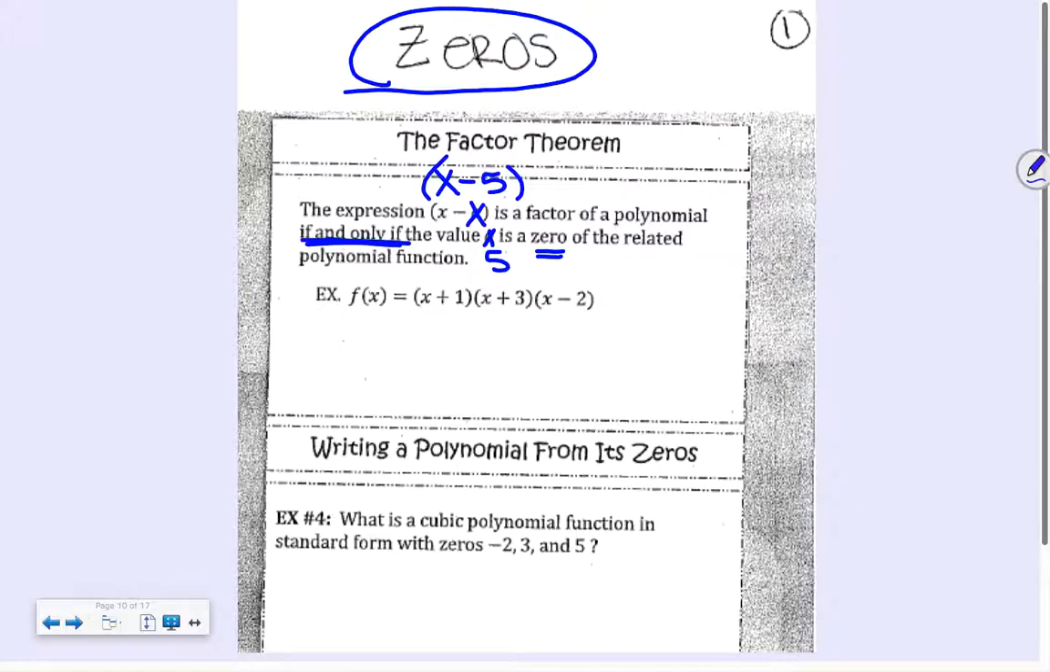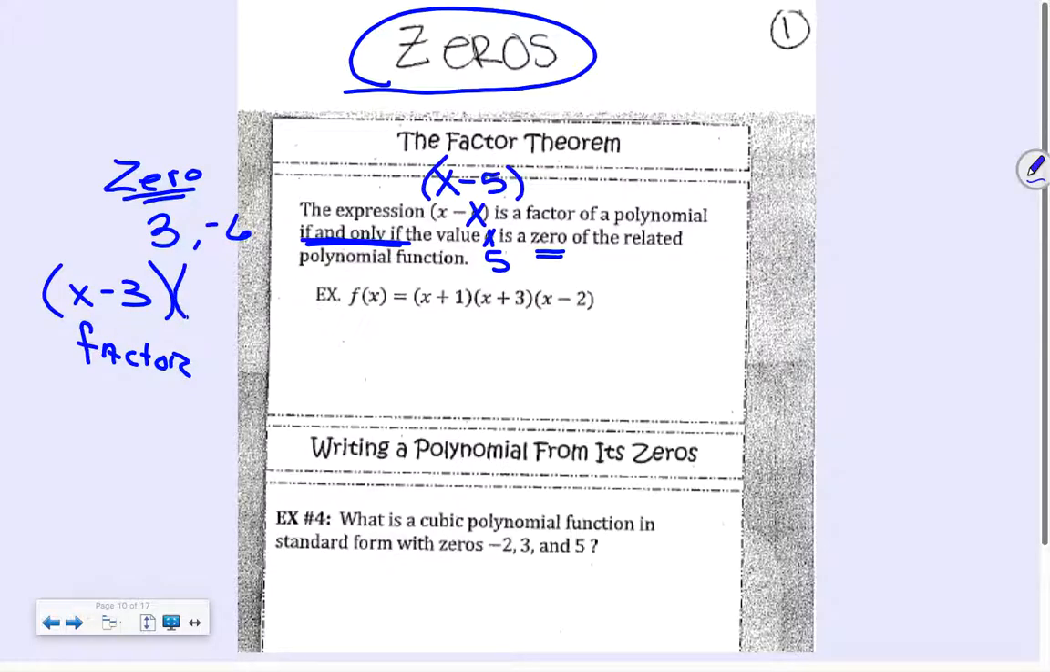So what they're trying to tell you is this. If I give you a zero, like 3, 3 comes from a factor. What factor did it come from? X minus 3. But what if I tell you negative 6 is a zero? What factor did that come from? X plus 6. So what they're trying to say to you is this: if you know the zeros, you can write the factors, correct?